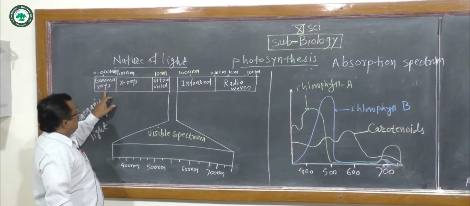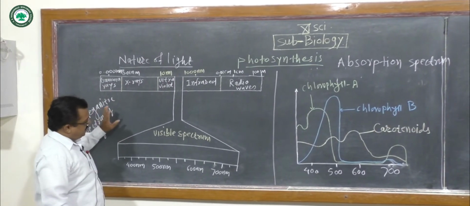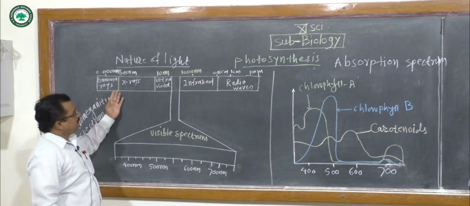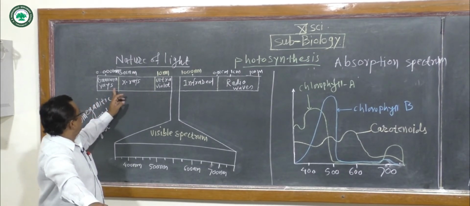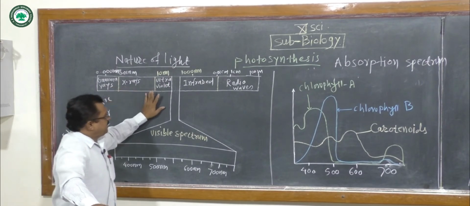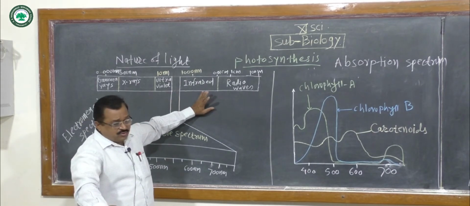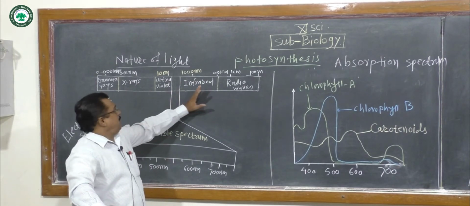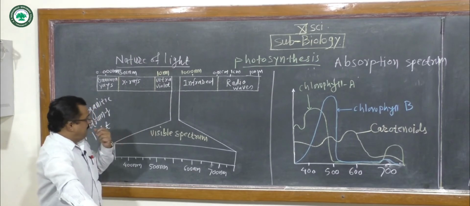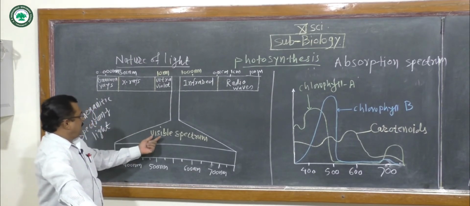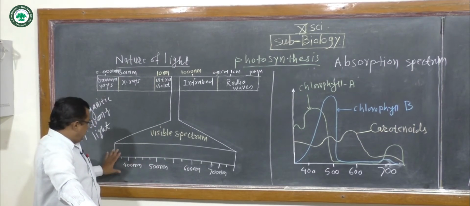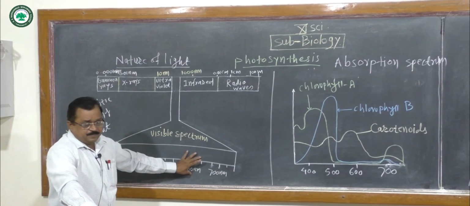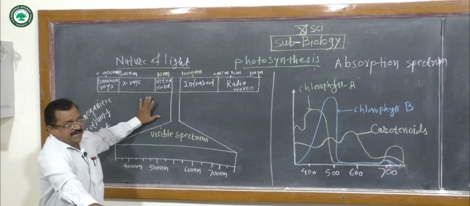Here, the electromagnetic spectrum shows the different kinds of radiation that come from the sun: gamma rays, X rays, ultraviolet rays, infrared rays, radio waves. Out of these, only the visible spectrum is utilized, and it consists of different wavelengths of light. That is about the nature of light.